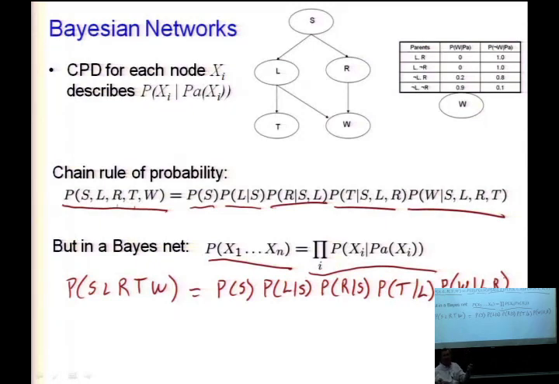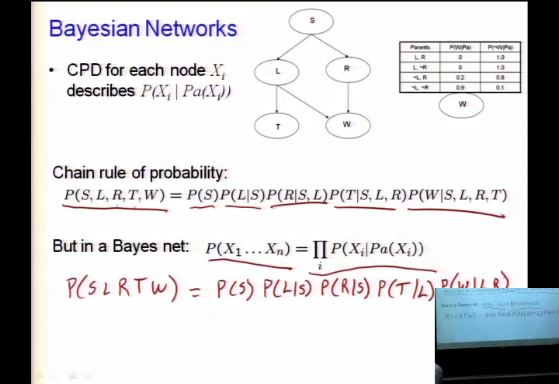And that matches the rule we said: a node is conditionally independent of its non-descendants given its immediate parent. So R is conditionally independent of L, which is a non-descendant of R, given its immediate parent S. And that's why we could shrink down what the chain rule would have given us to just P of R given S instead of P of R given S and L. And similarly, we can shrink down this term and this one.